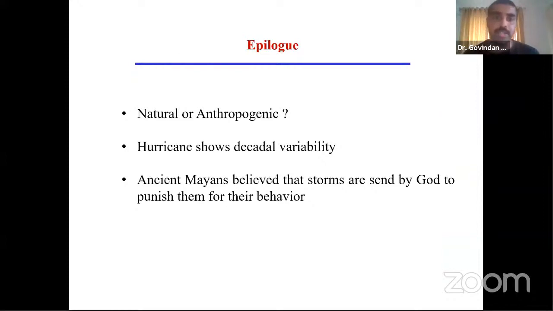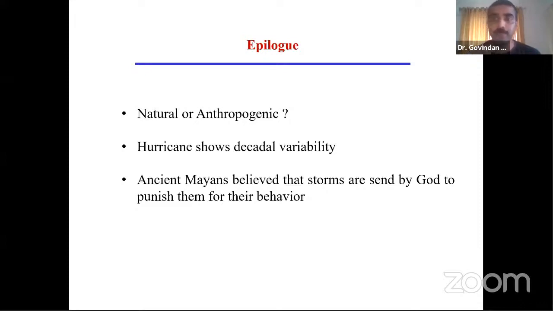Okay, so we are not sure whether all these changes which are happening are due to human contribution or are a naturally occurring phenomenon. Ancient Mayans believed that the storms are sent by God to punish them, and even now things have not changed. I would rather say the storms are a medium in which mother nature conveys things.